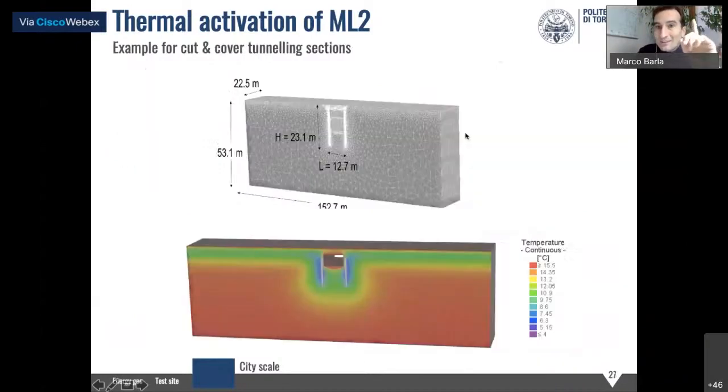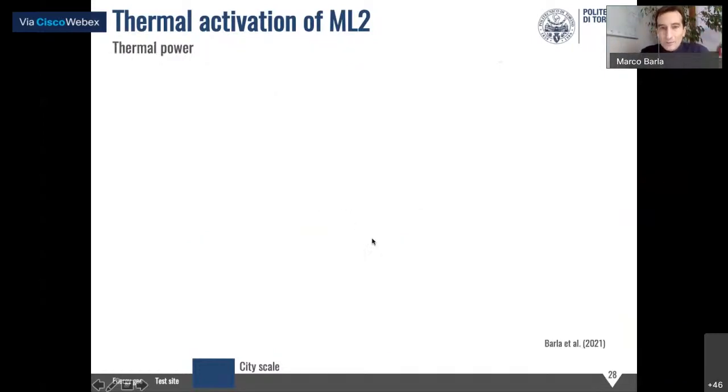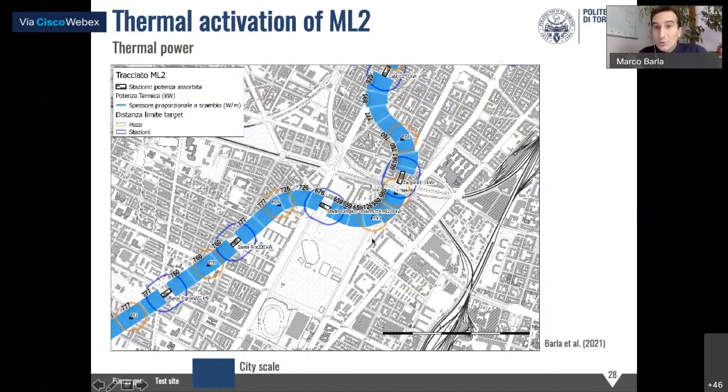The tunnel in the design is not only a deep tunnel, a TBM tunnel with segments, but also some sections are like this, cut and cover. So we also did models with respect to cut and cover. And at the end, we ended up with figures like this one.